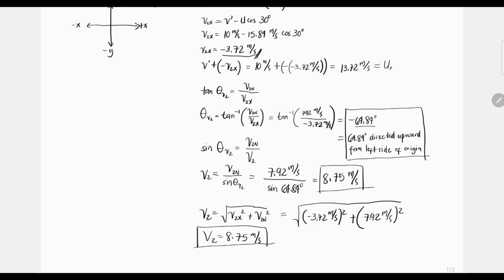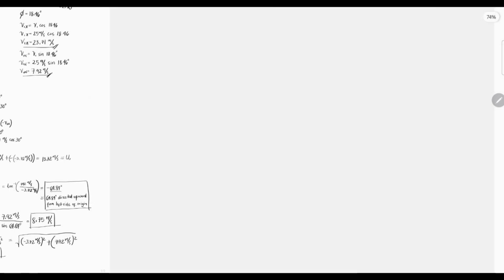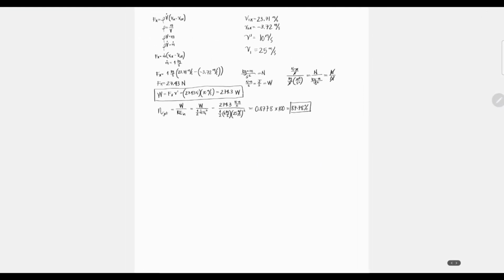And then, we also used yung ating Pythagorean theorem. So, V2 is equal to the square root of V2x squared plus V2n squared. So, this proves na yung ating velocity at point 2. Absolute velocity at point 2 is 8.75 meters per second. Then after that, we computed for our f of x using the formula, the density, volume flow rate, multiplied to v1x minus v2x. But since wala tayong volume flow rate, dinerive natin yung mass flow rate from the formula for density. Ayan.